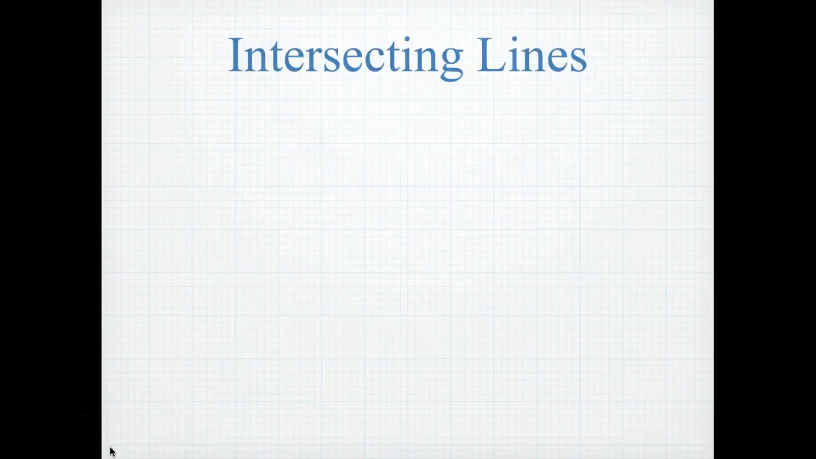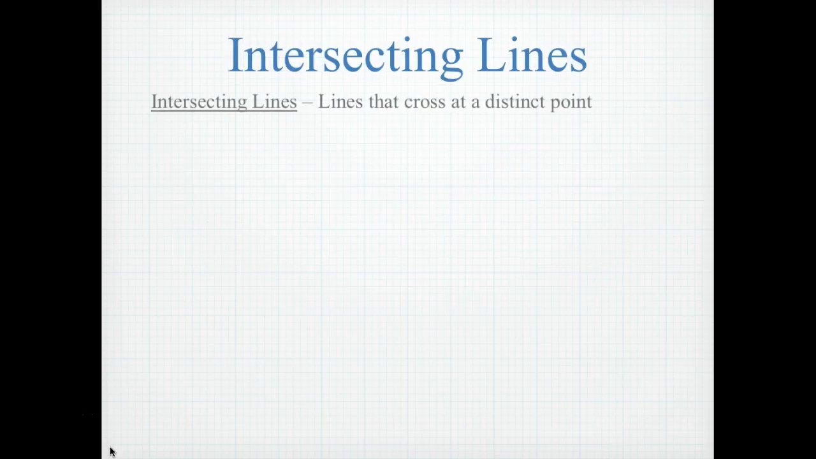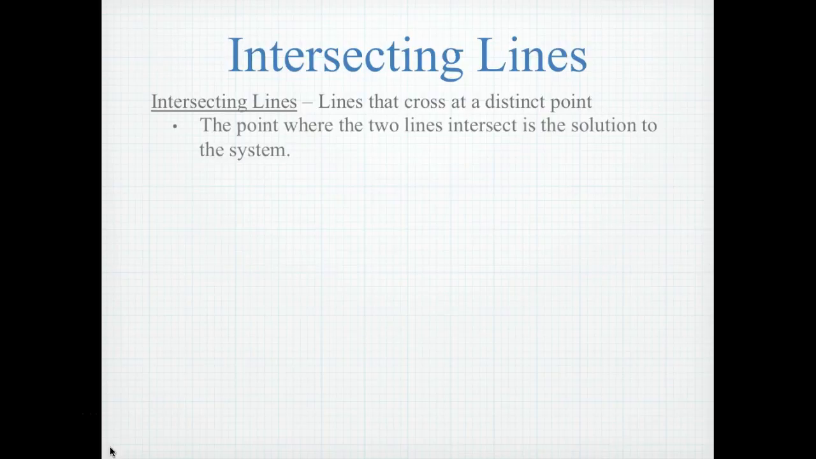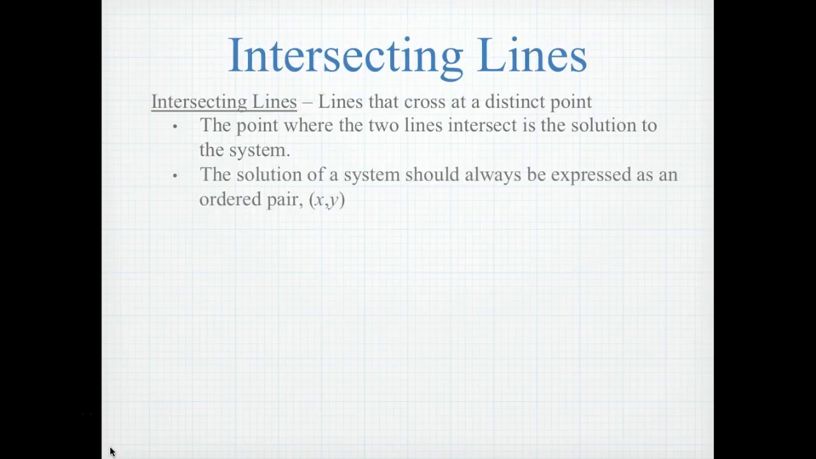First, we're going to study intersecting lines. Intersecting lines are lines that cross at a distinct point, and the point where the two lines intersect is the solution to the system. The solution of a system should always be expressed as an ordered pair.